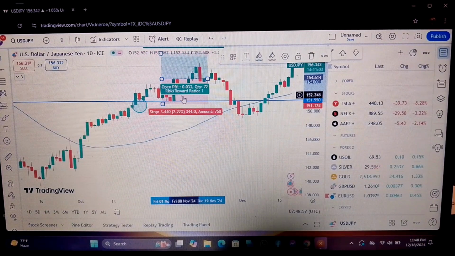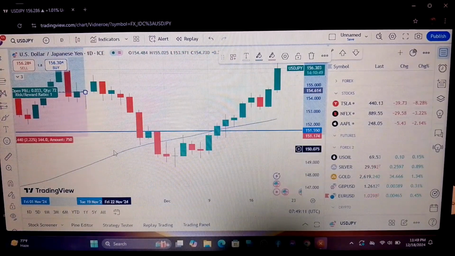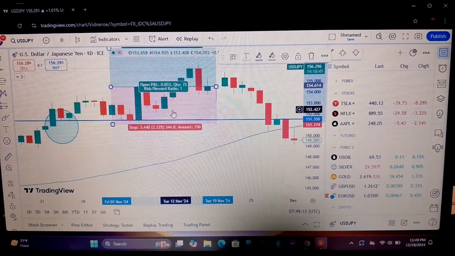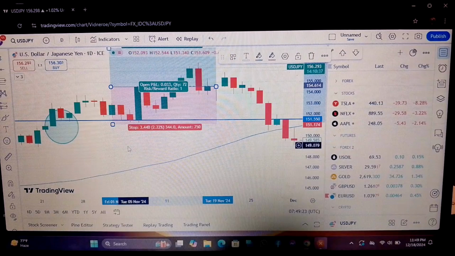You can see we have 300, and this is it. Let me zoom in so that you can see. So we had 344. Okay, so we had 300, and this is it. We had 344 pips to the downside. So that will be your area, the area where you put your stop loss.